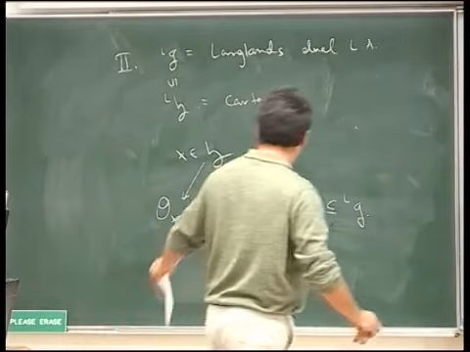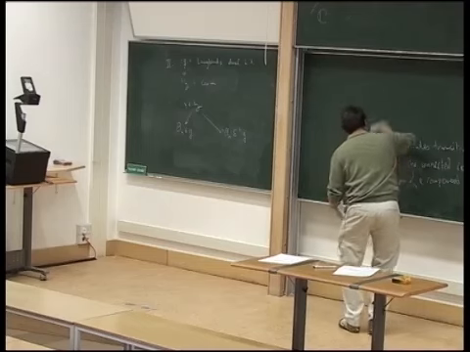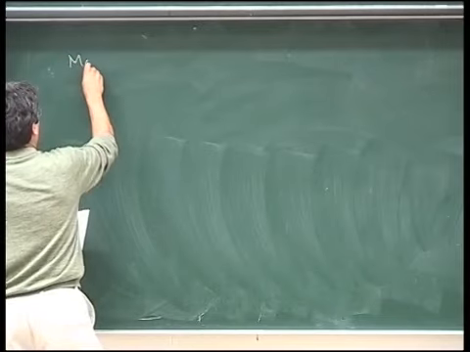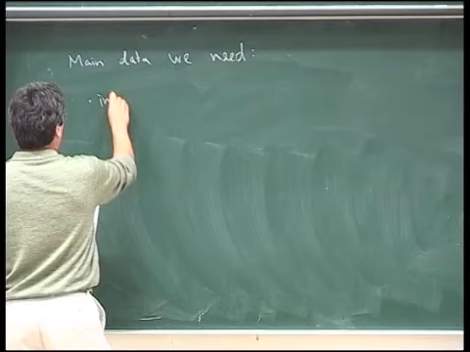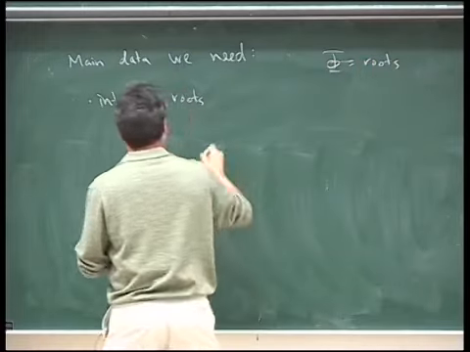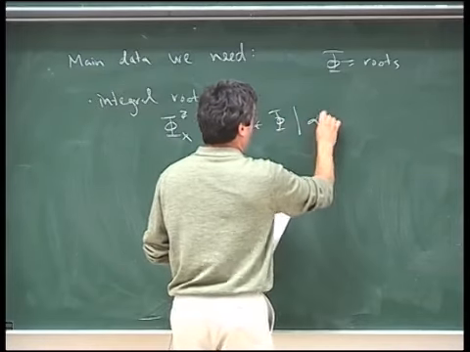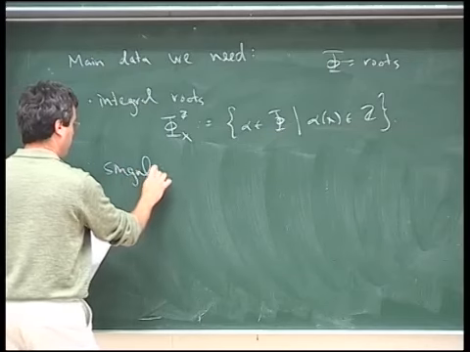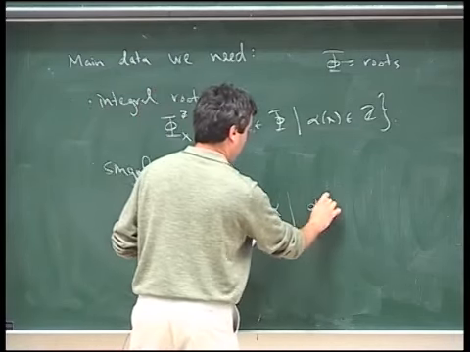If you want to compute these two things, all you need to know is data which people, especially in this audience, have looked at for a long time. You need to know the integral roots and the singular roots. So the main data we need are the integral roots. So phi is the roots. The integral roots are those roots that take integral values on this point in the Cartan, and the singular ones are those sitting in there where you get 0.